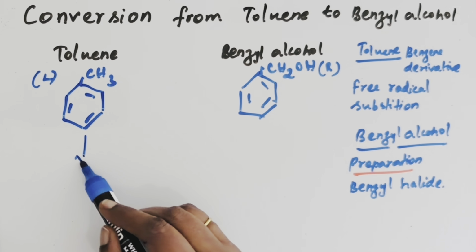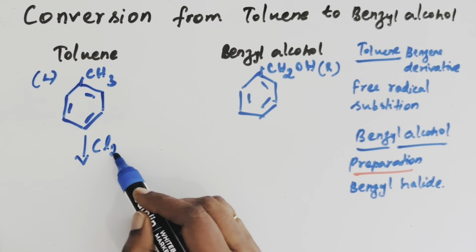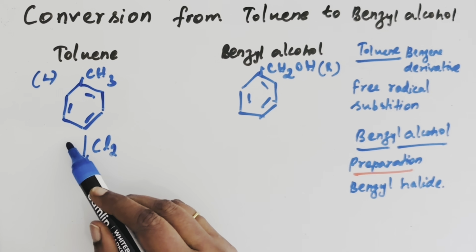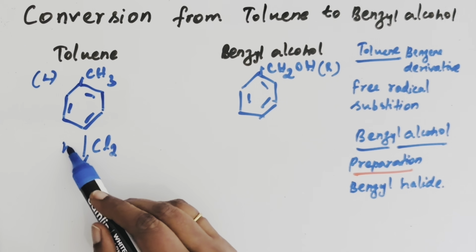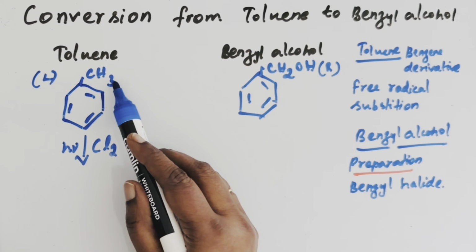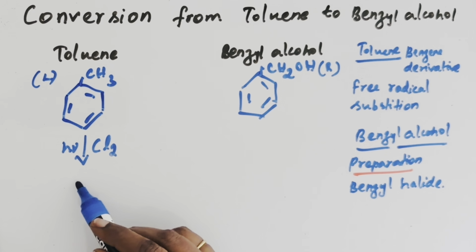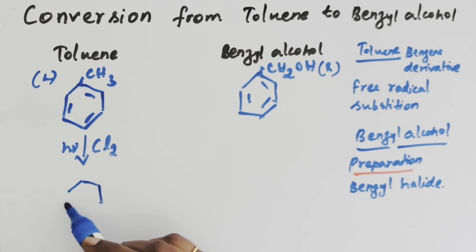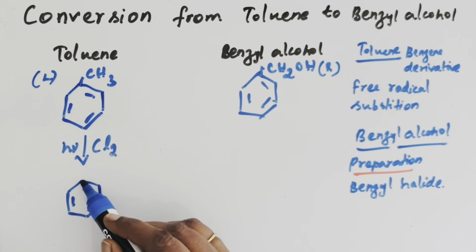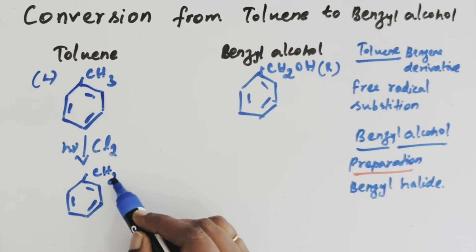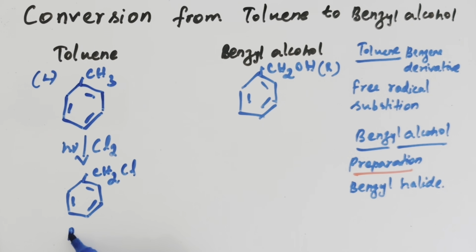So when it is chlorinated in the presence of heat or light, one of the hydrogens in the CH3 group is replaced by chlorine and will produce benzyl chloride, CH2Cl, benzyl chloride.